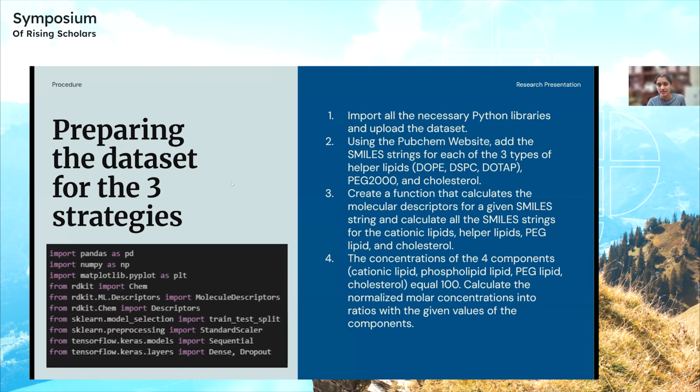Then I created a function that calculates the molecular descriptors, meaning the molecular ratio or the mole ratios of each of the components, for the given SMILES string for each of these components. And then I calculated all of these from the SMILES strings for the cationic lipids, the helper lipids, the PEG lipid, and the cholesterol. Then I normalized all these molar ratios, so the concentrations of the 4 components in total equal 100. So I calculated the normalized molar concentrations into ratios with the given components from the data set.